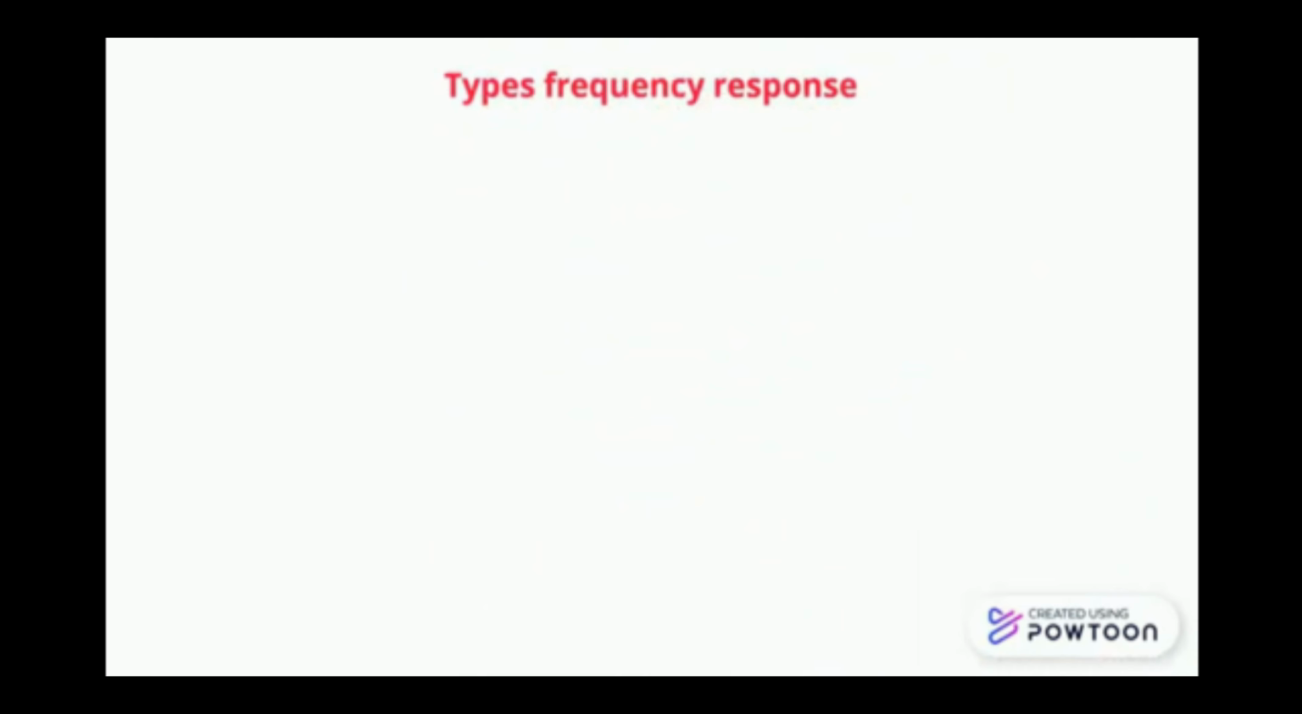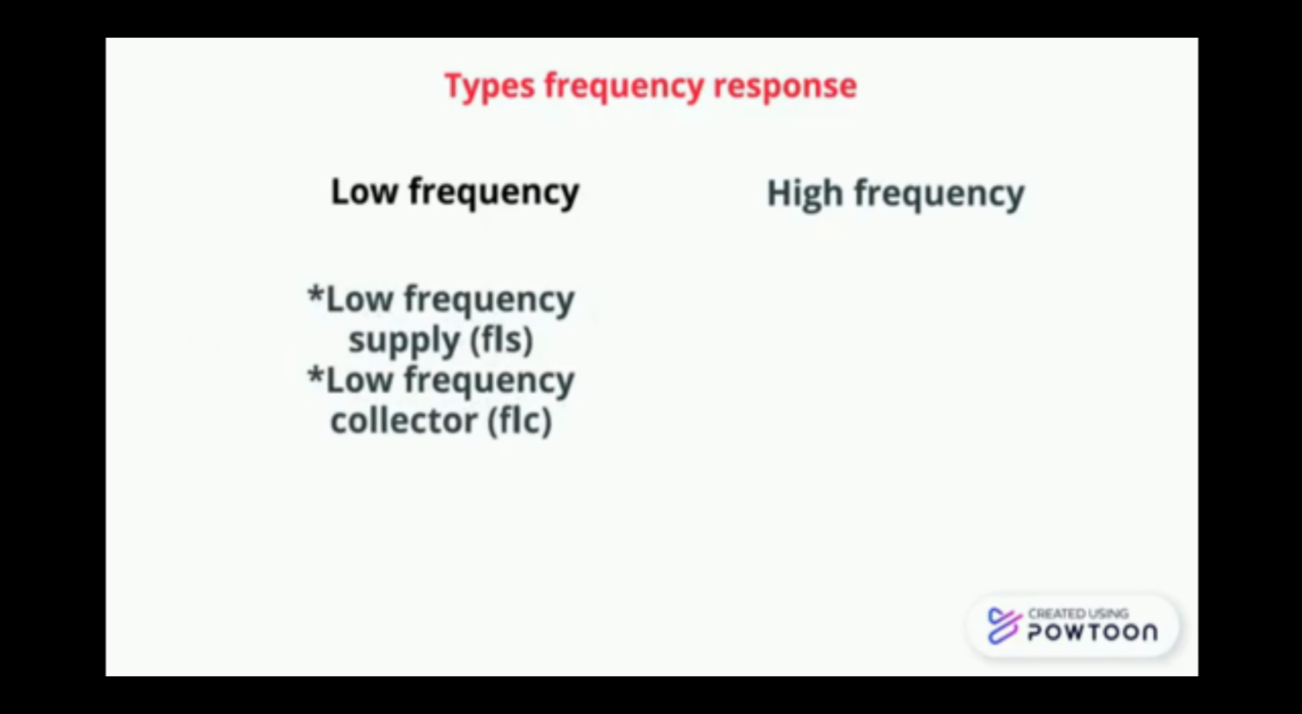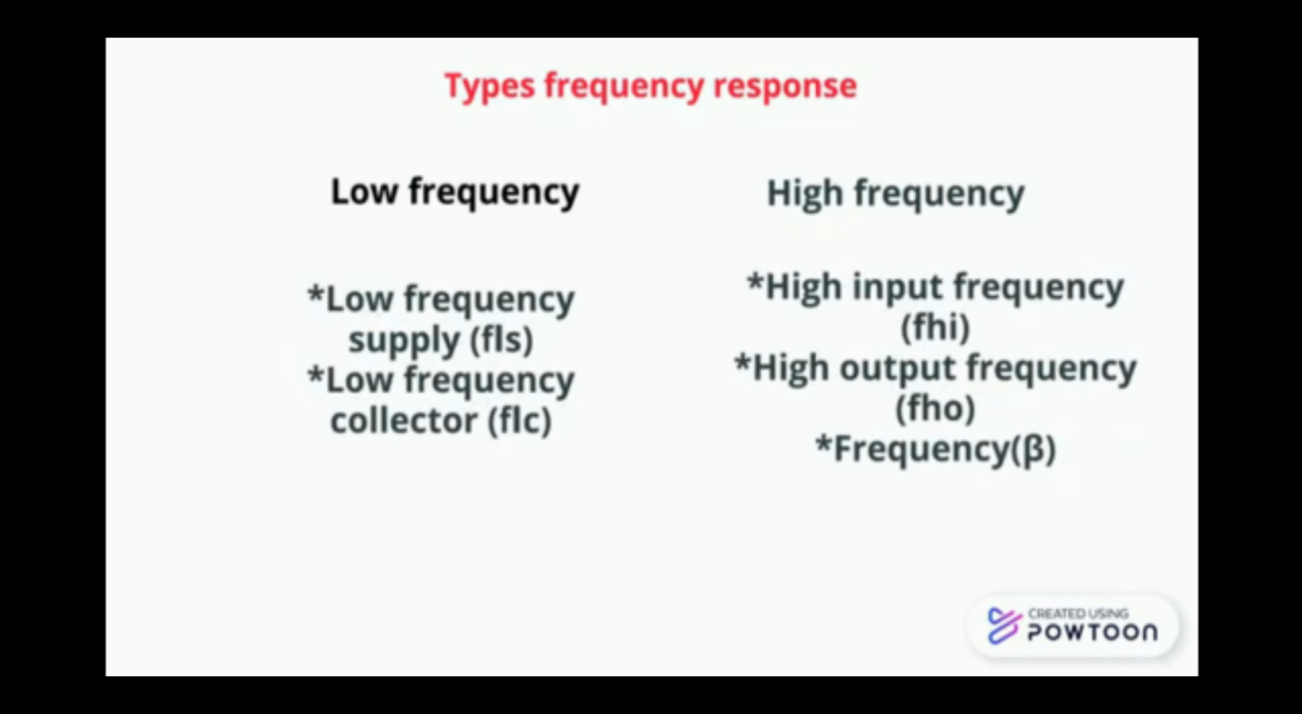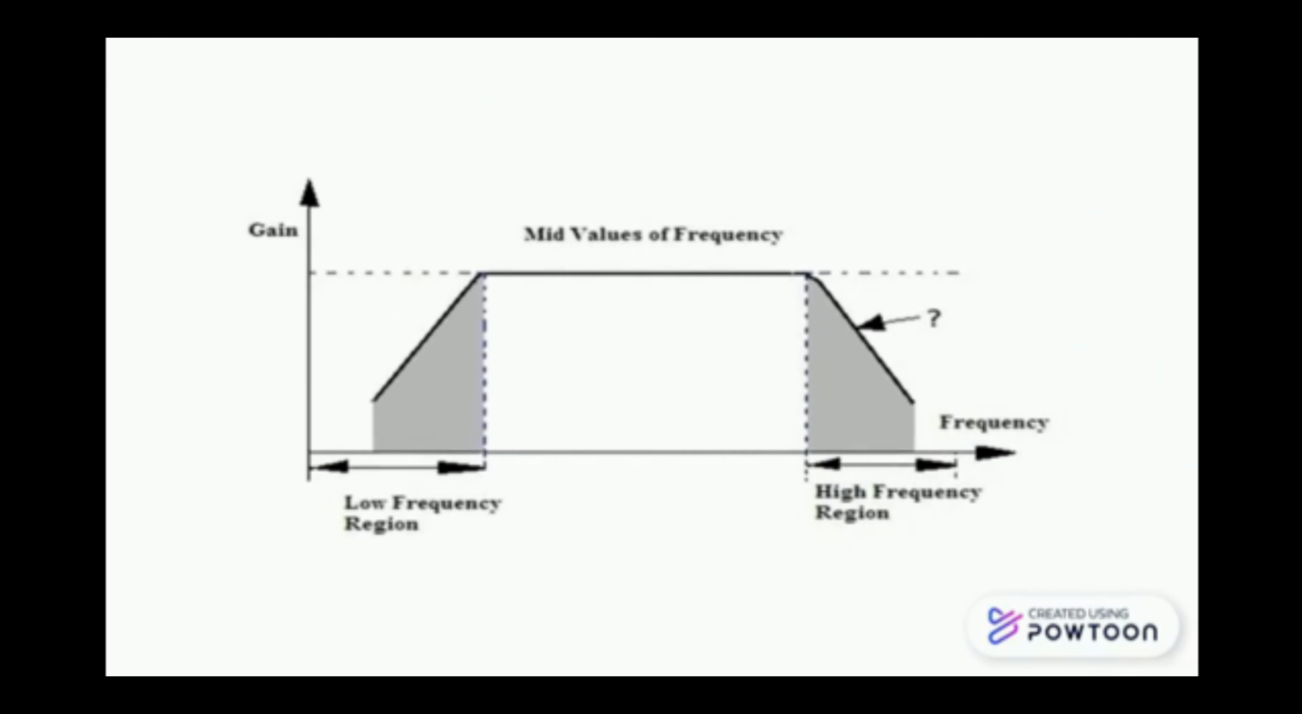There are two types of frequency response, which are low frequency and high frequency. We only use the low frequency ones: FLS, which is low frequency source, and FLC, low frequency collector. We don't use FLE because there is no capacitor at the emitter. For the high frequency, we have FHI, which is high input frequency, FHO, high output frequency, and the frequency beta. This is an example of the Bode plot graph for the low frequency and high frequency.